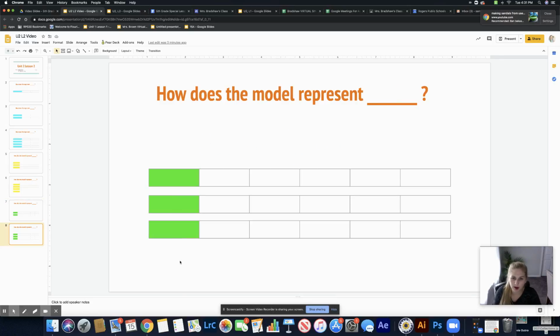This is our last problem. I want you to think of an expression that could represent this model. I have 1, 2, 3 wholes divided by, or broken into, 6 parts. I then have 1/6, 1/6, 1/6. I have a total of 3/6. So 3 divided by 6 is 3/6. This can also be read as 3 divided by 6.